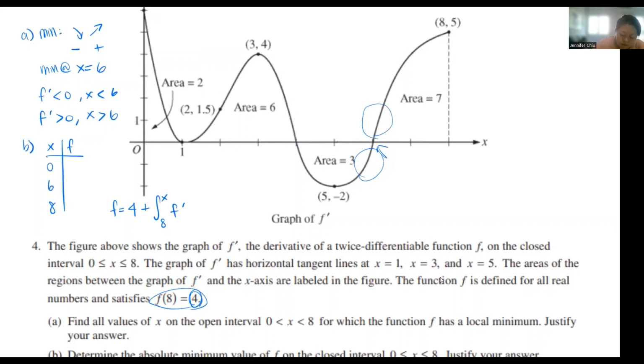So if I want f of 0, I'm looking at 4 plus the integral from 8 to 0 of f prime. Well, 8 to 0 doesn't help. I want 0 to 8 for that, right? So 0 to 8, that will change that into, and sorry, I don't have a lot of space, so you might have to squint a little bit, it'll be 0 to 8 up here of f prime. So the area from 0 all the way to 8 would be 2 plus 6 minus 3, because 3 is below the x-axis, and then plus 7, right? So 2 plus 6 is 8, 8 minus 3 is 5, 5 plus 7 is 12. So that would actually be 4 minus 12, giving me a negative 8 for the first value, okay? All right, what about 6?